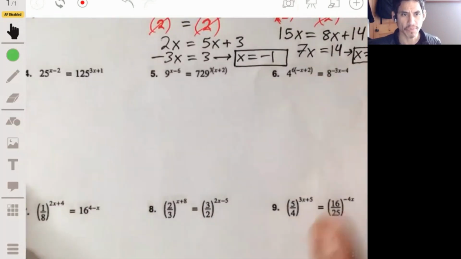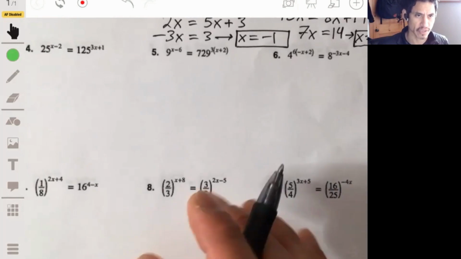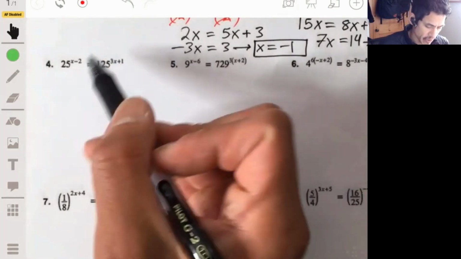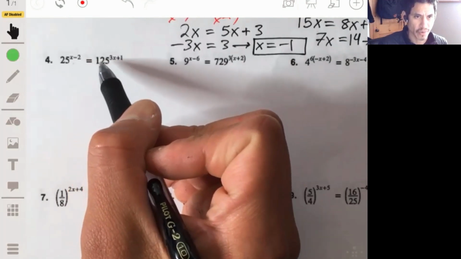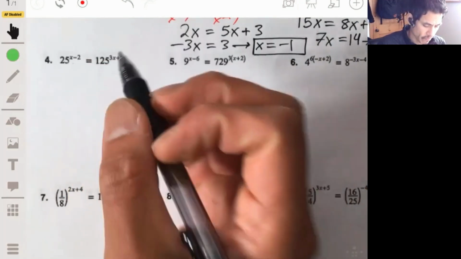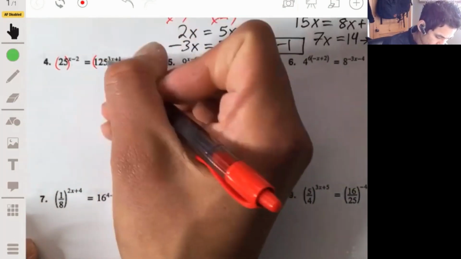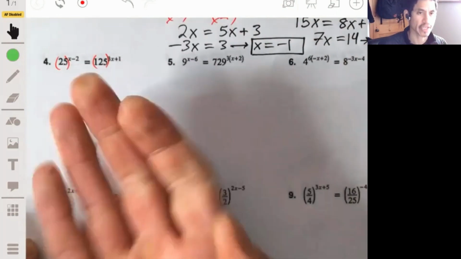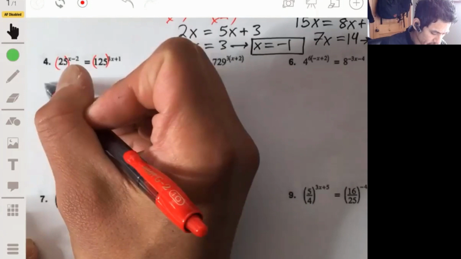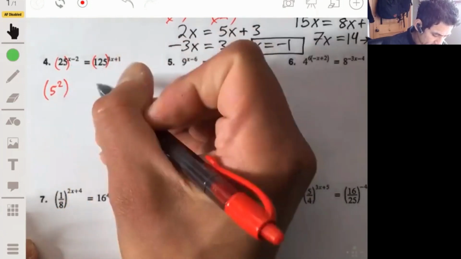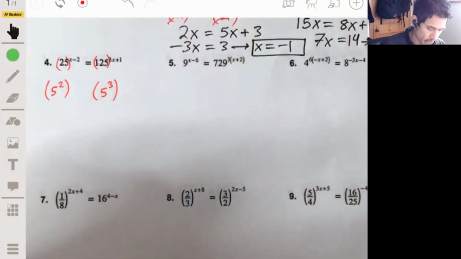Okay, now we got some more fun ones. Let's look at number 4. Here we have 25 to the x minus 2. And on the right, we have 125 to the 3x plus 1. So the bases are 25 and 125. Both of those can be rewritten as bases of 5. So I'm going to rewrite 25 as 5 to the second. And I'm going to rewrite 125 as 5 to the third.